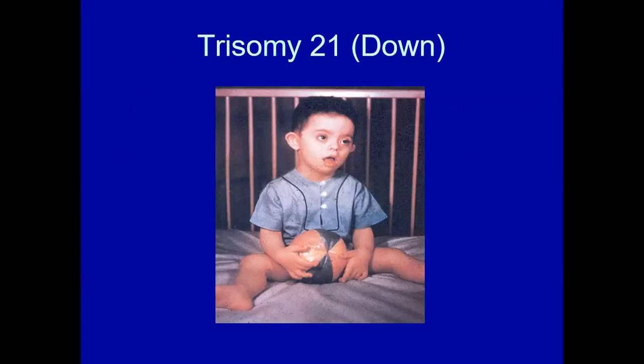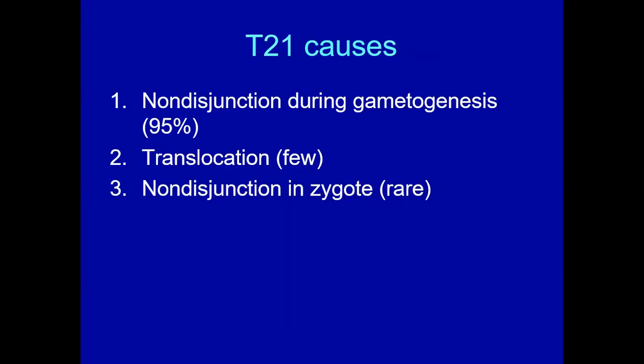In trisomy 21, there's an addition of a chromosome on the 21 पेयर पे, उसके साथ एक एडिशन हो जाएगा. ठीक है. This is also a photograph of a case of Down syndrome, trisomy 21. What are the causes of trisomy 21? Number one, most important is non-disjunction, most probably during gametogenesis.